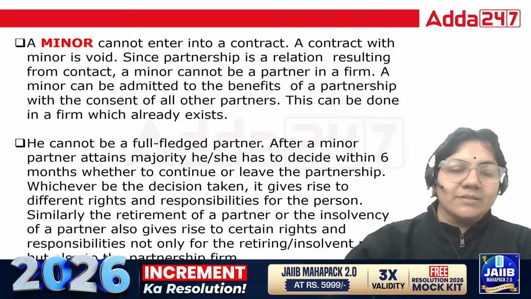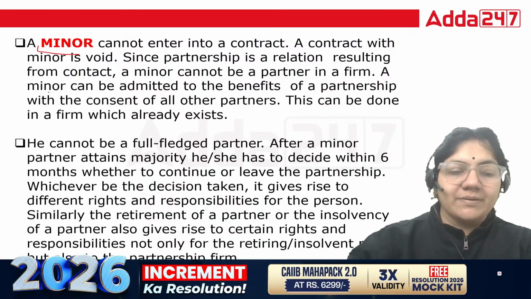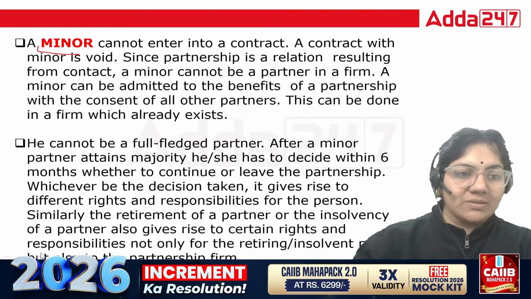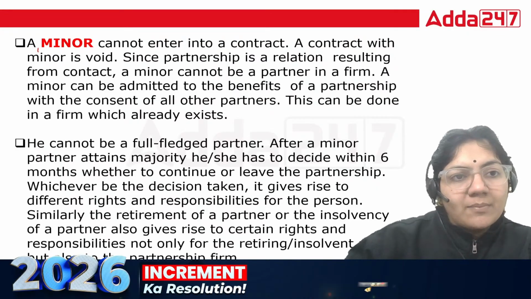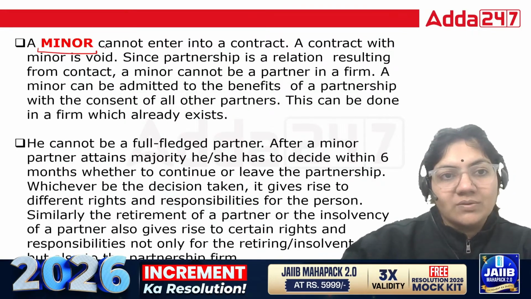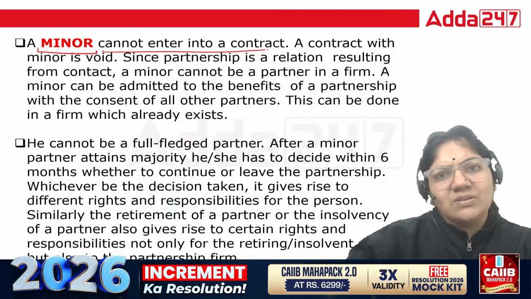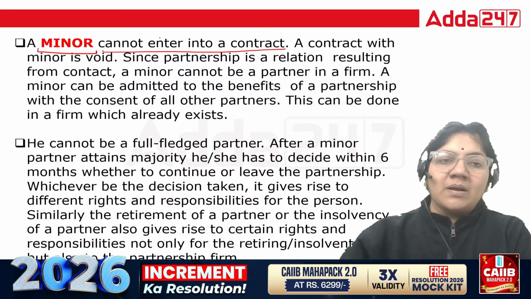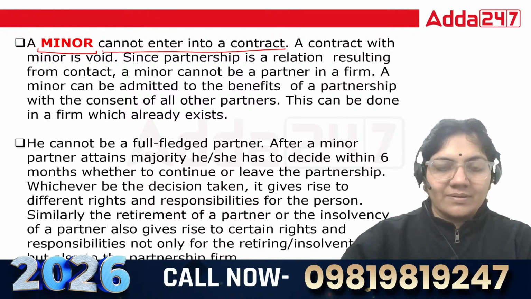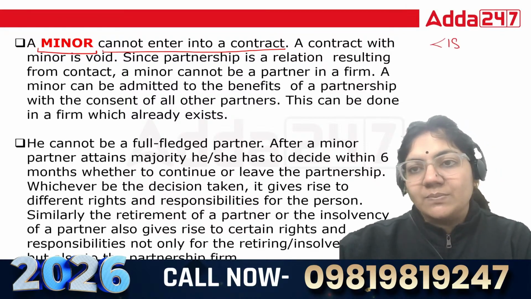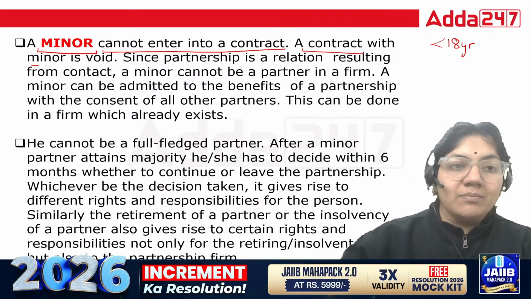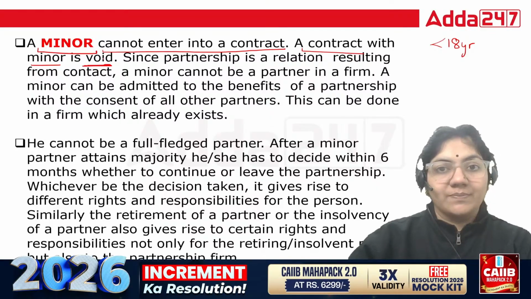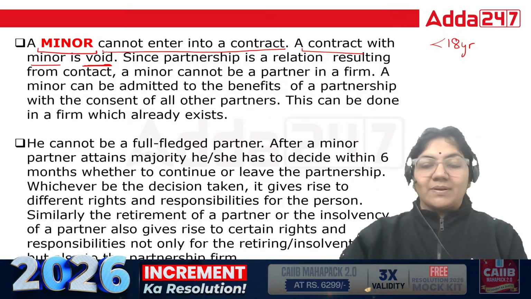So first of all, class, what is a minor? Who is a minor? If I ask you the question, who is a minor, class? In that case, we can easily say a minor cannot enter into the contract. Is that okay? A minor is a person below 18. A contract with a minor is totally void.